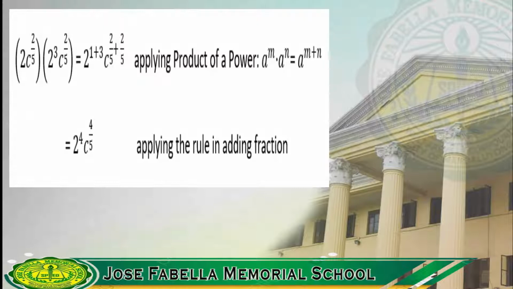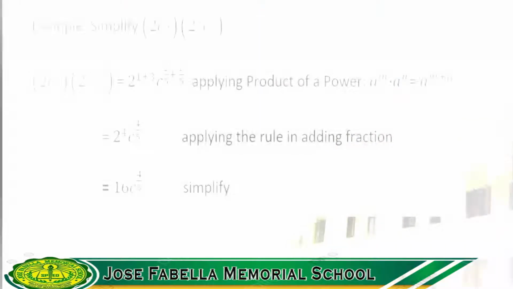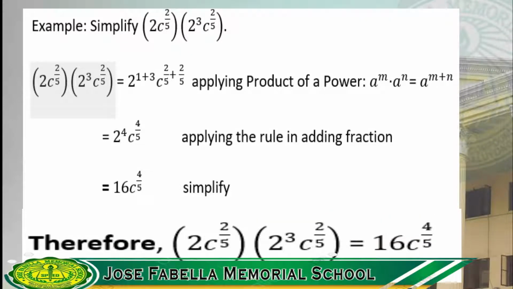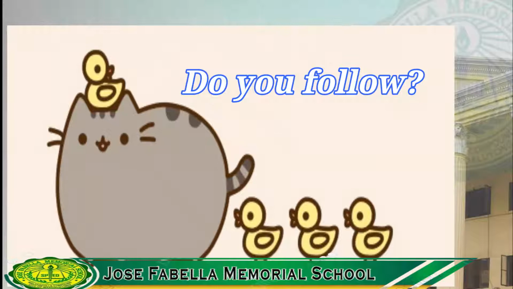Let's simplify 2 raised to 4, c raised to 4/5 equals 16 c raised to 4/5. Therefore, quantity 2c raised to 2/5 times quantity 2 cubed c raised to 2/5 equals 16c raised to 4/5. Do you follow? Great! Let us continue.